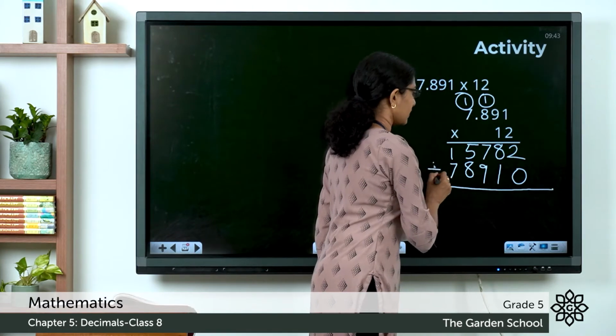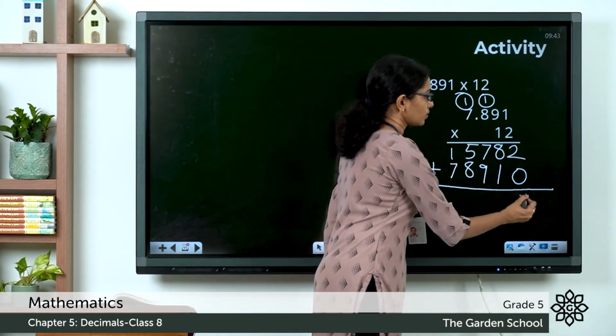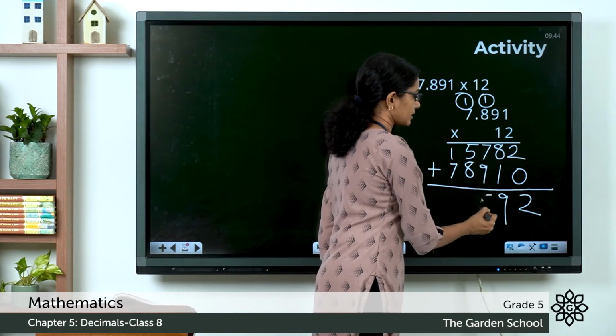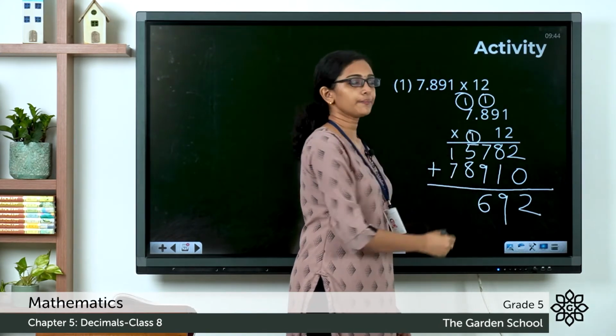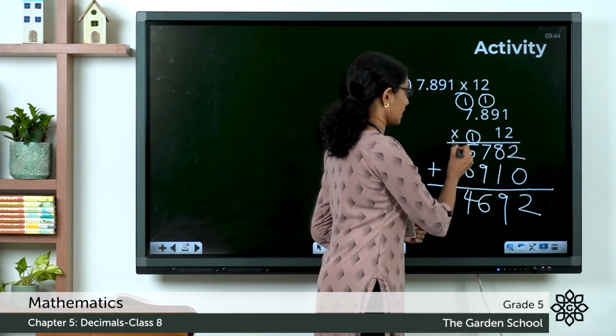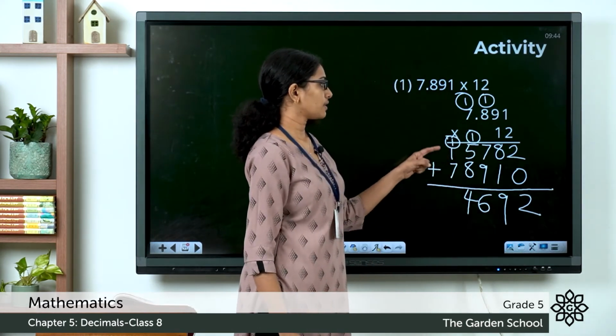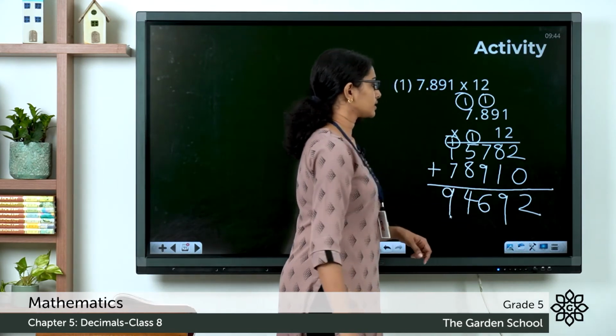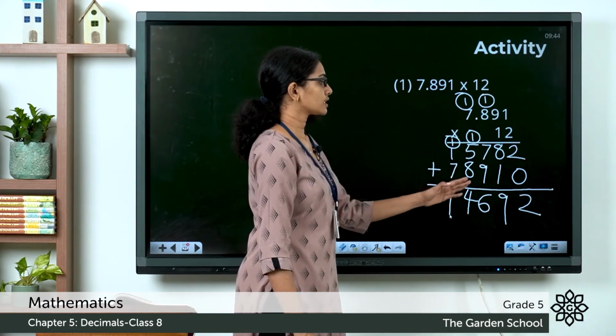Now let's add the products. 2 plus 0, 2. 8 plus 1, 9. 7 plus 9, 16. A carry over 1. 8 plus 5, 13 plus 1, 14. A carry over 1 to the next place. 7 plus 1, 8 plus 1, 9. So we got the product 9, 4, 6, 9, 2.